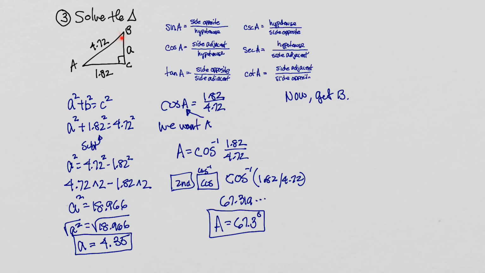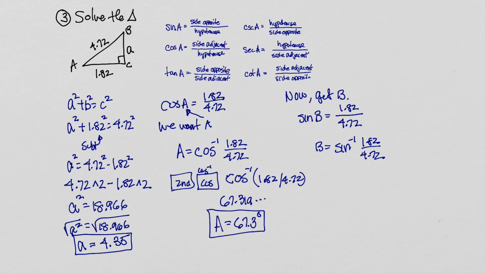So looking at B, I'm given the side opposite of B and the hypotenuse. Now the side opposite and the hypotenuse, that's going to be the sine, not of A, but of B. So we can write the sine of B is equal to the side opposite, 1.82, over the hypotenuse, 4.72. Then B is going to be the inverse sine of 1.82 over 4.72. Now, careful, it looks similar to this one, but this is the inverse cosine. We have the inverse sine, even though we have the same numbers here.